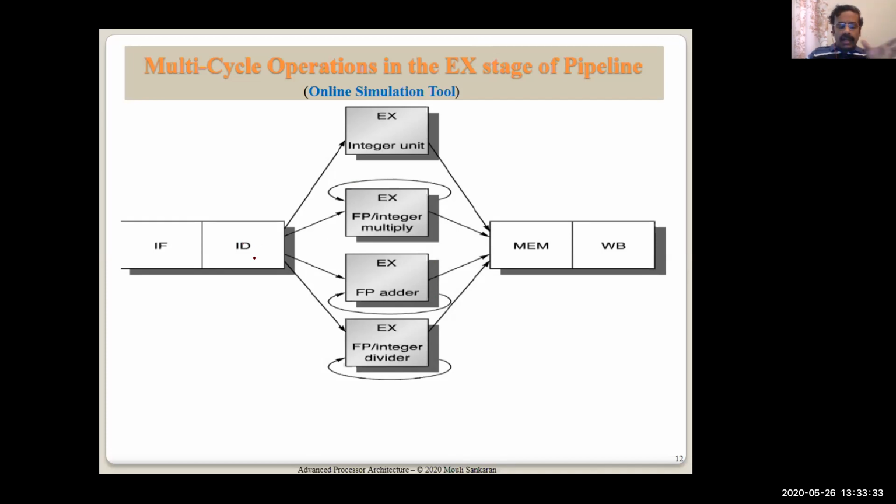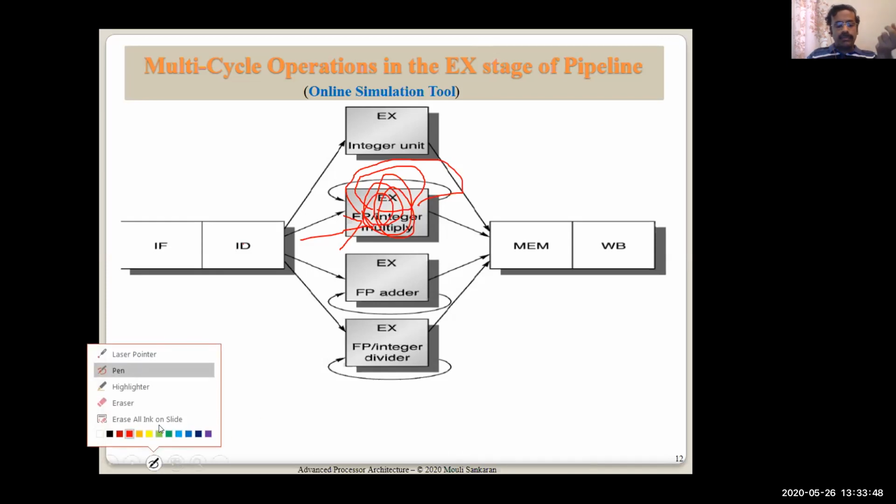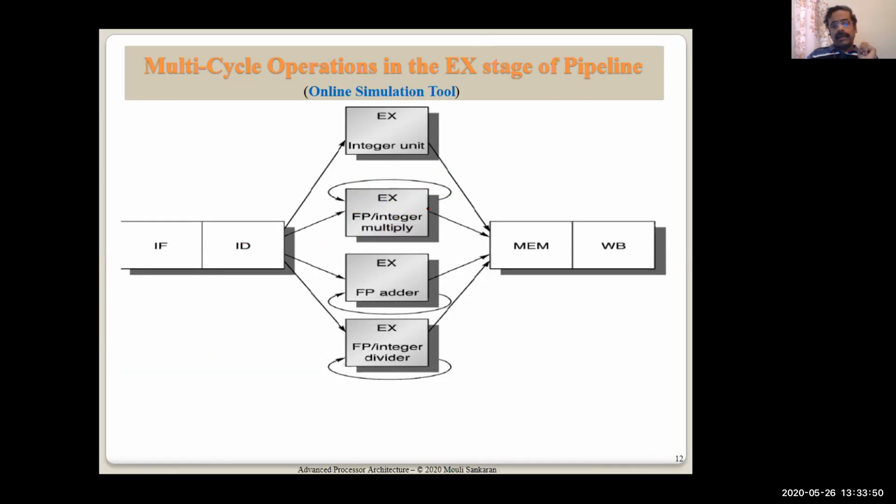So what happens now? When you have to perform a floating point multiplication, it cannot be done in a single cycle. It has to be done in multi-cycle. That's why you see an arrow looping back. That means it is going to spend maybe 10 cycles or 15 cycles to perform the multiplication by the time the result is available. Now, another question. Is it going to perform out of order? If so, what will happen to the instructions which are coming in?